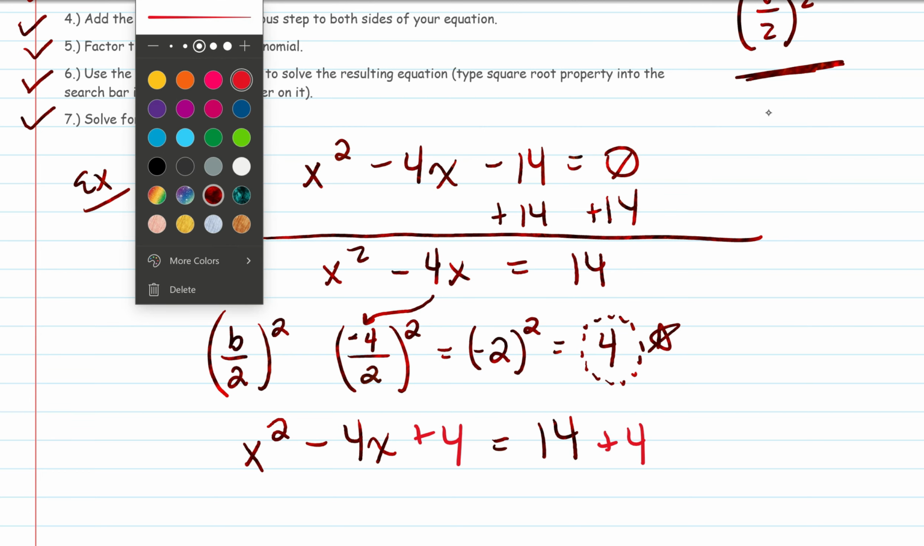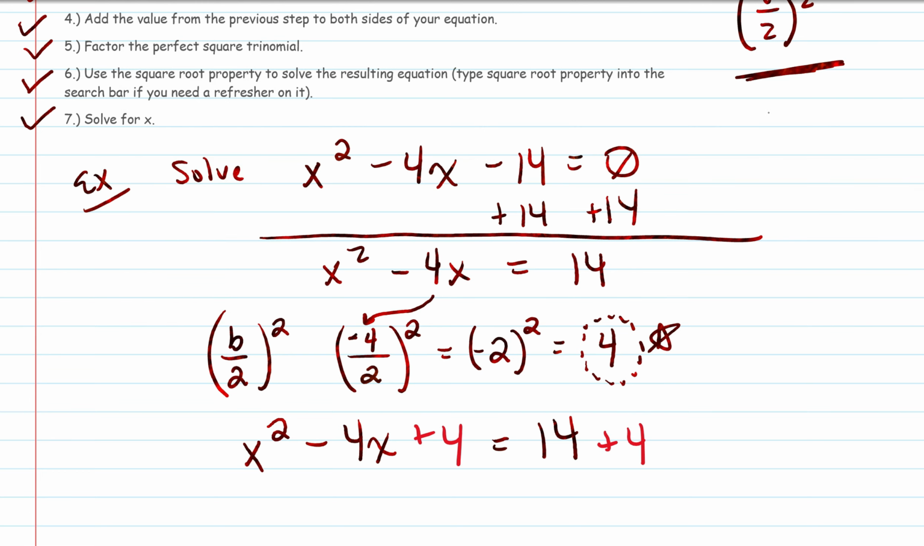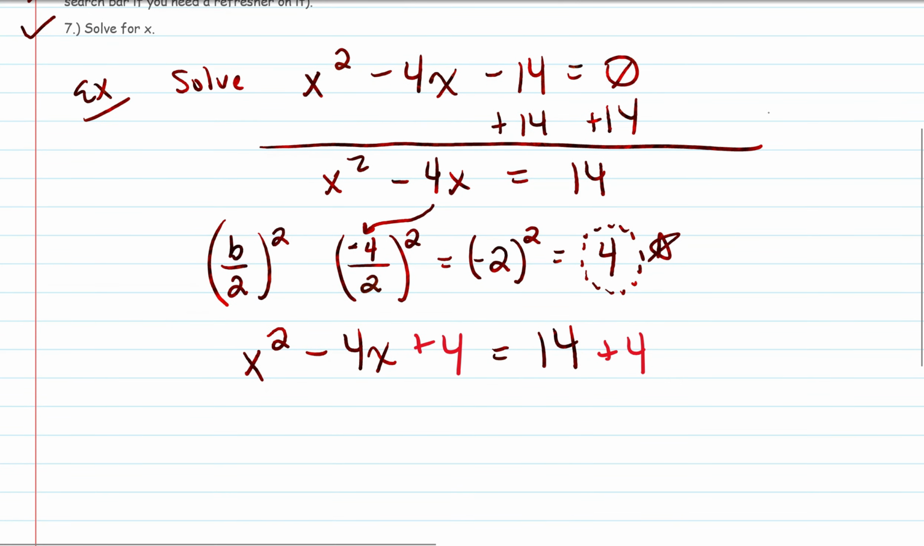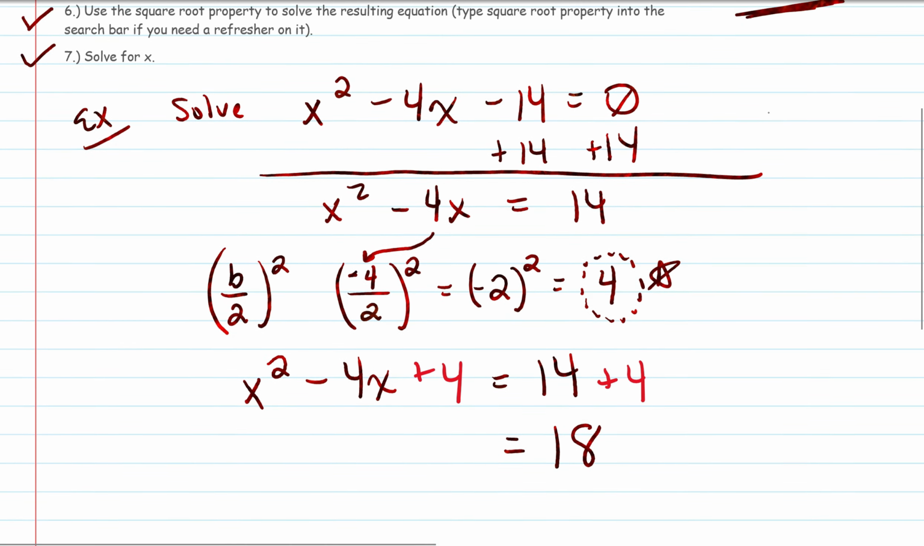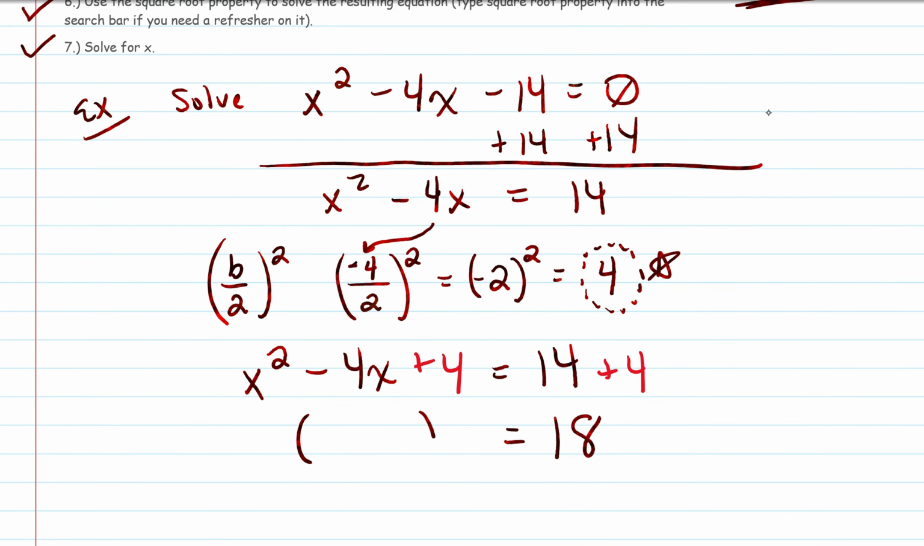All right. So now we're on to step 5, right? Step 5 says factor the perfect square trinomial. Well, first on the right side, I'm going to go ahead and take care of that. 14 and 4 is 18. And then I'm going to go ahead and factor this perfect square trinomial. Well, it should become the difference of two squares.